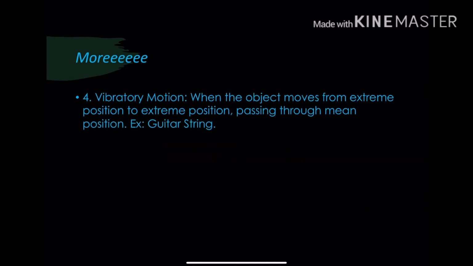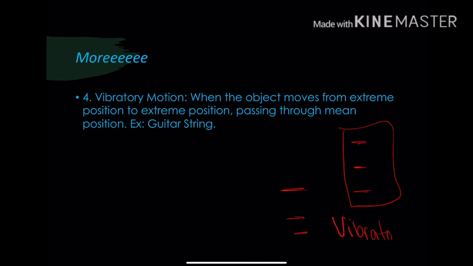In vibratory motion, it's when an object moves from extreme position to extreme position, passing through the mean position. For example, a guitar string. So let me just draw these 3 lines over here again. So this is vibratory motion. But this is oscillatory motion.